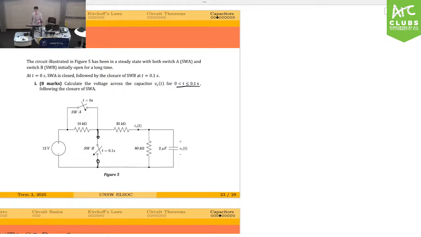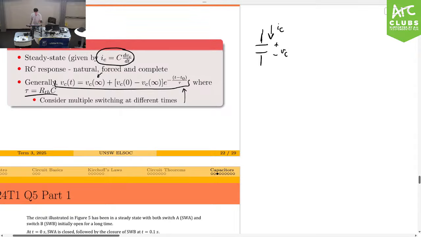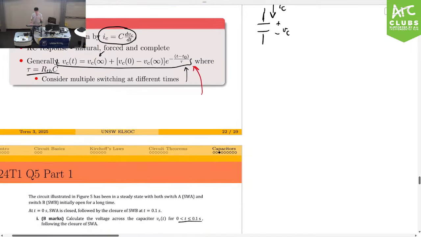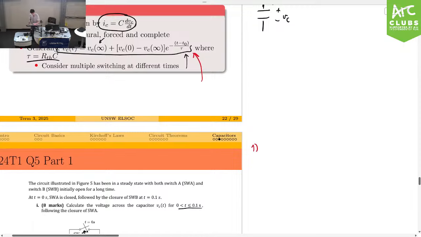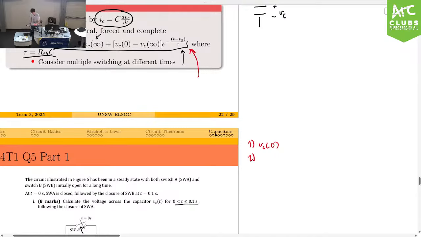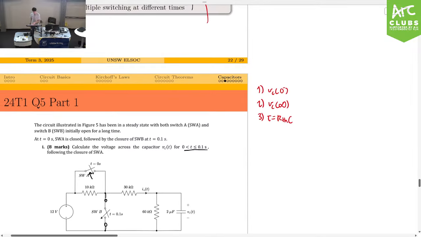And so what we're doing is seeing what happens to the voltage across the capacitor as we're closing this. So going back to our framework, there's really three things you have to find out. If you want to find VC of t, you need to find, one, VC of 0 minus, I'll maybe explain why in a second, two, VC of infinity, and also the time constant, which is equal to RTH times C, where C is just the capacitance, which we've been given, thankfully, so I don't have to put that in.